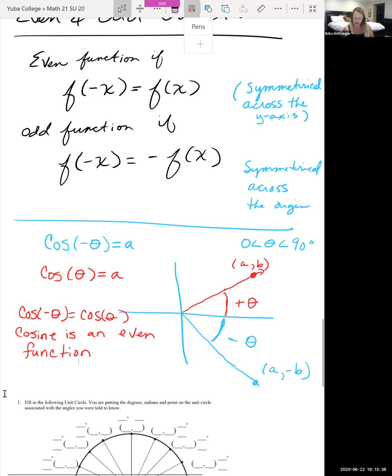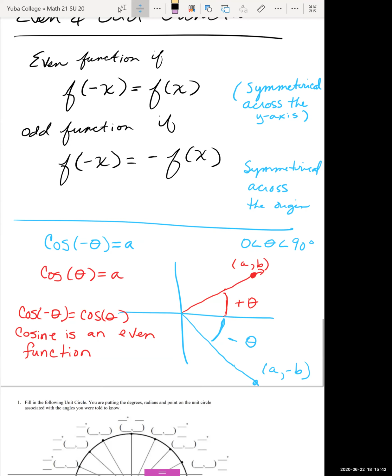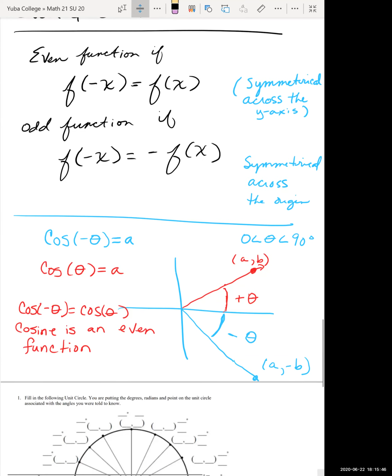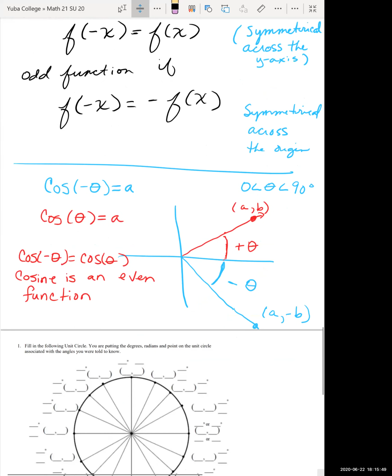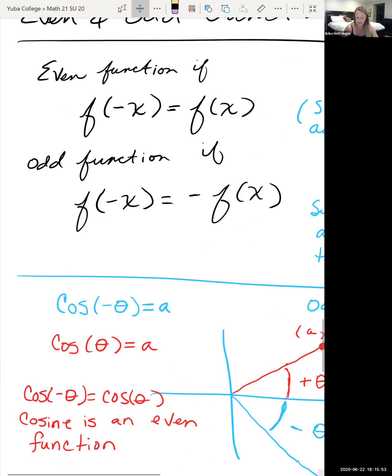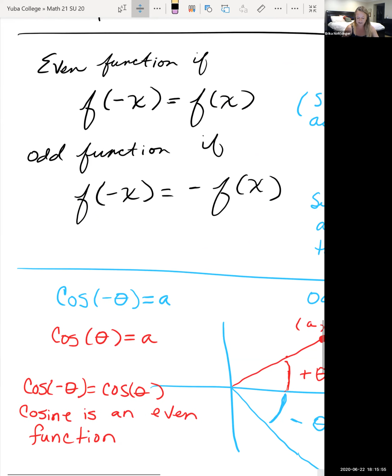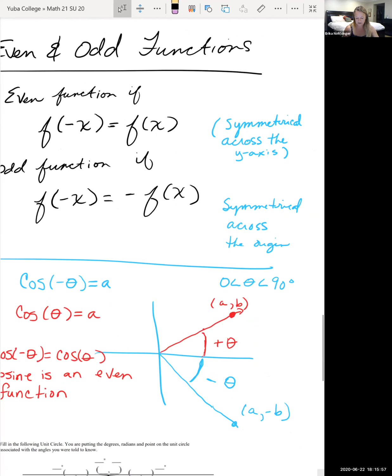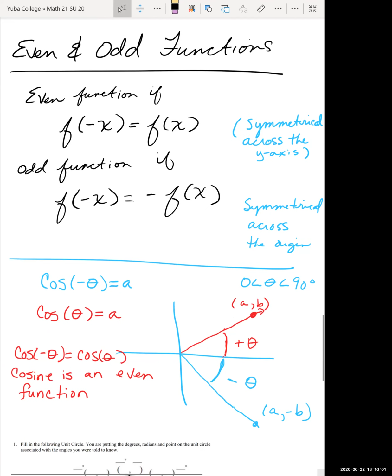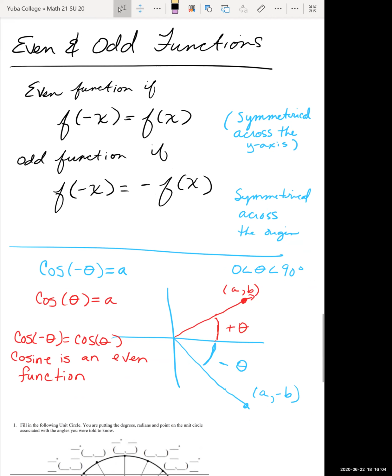So same kind of idea, we can do that with sine. Wait, Professor, so the function is even if the negative is inside the parentheses? It's even if you plugged in a negative value, it would give you the same thing as if you had plugged in the positive of that value. So if I had plugged in negative theta, I would get back the same thing as a positive. Okay.